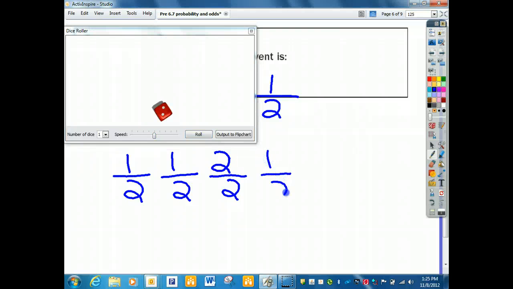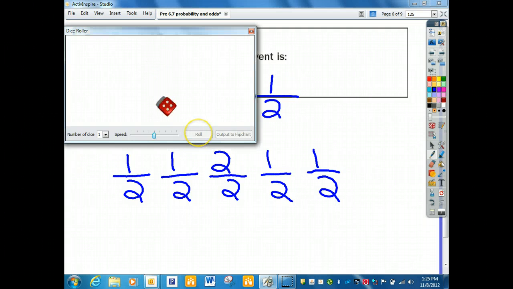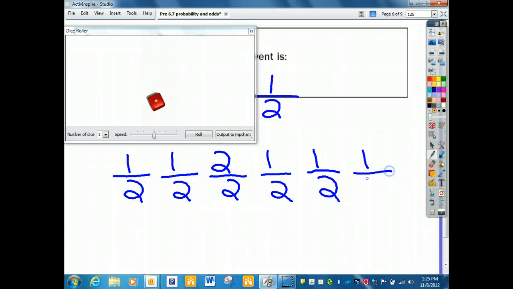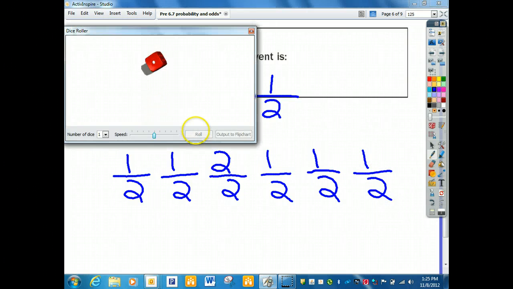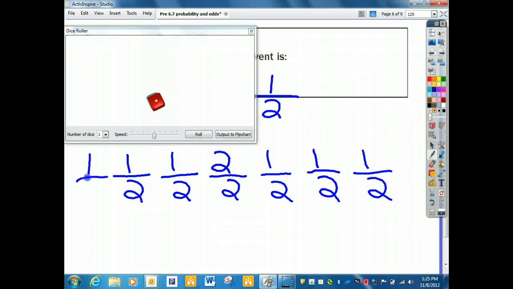Even. So what do I put? An even and an odd was 1 out of 2. Do it again. Even. Wow. And this is not fixed right here. It's random. Even. All right, one more. Even.